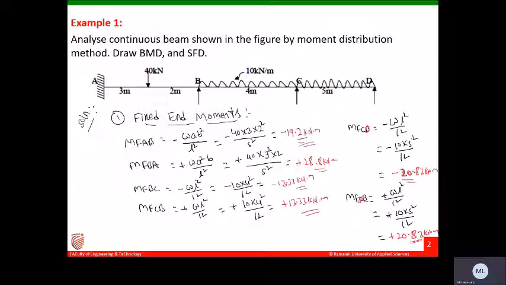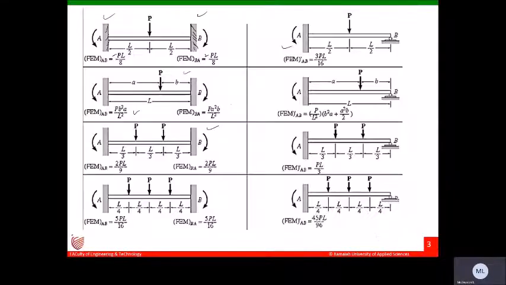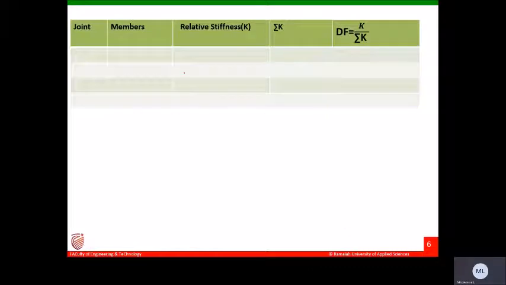Now the first step is to find out the fixed end moment. Our next step is to calculate the distribution factor. Use the notation DF. We need to calculate what will be the distribution factors for the given example.